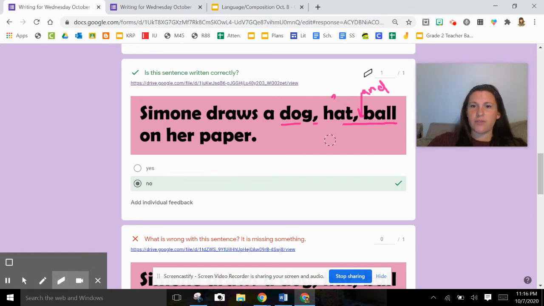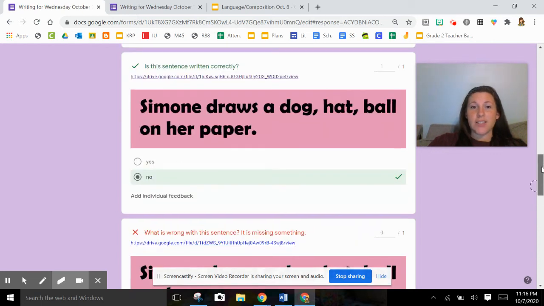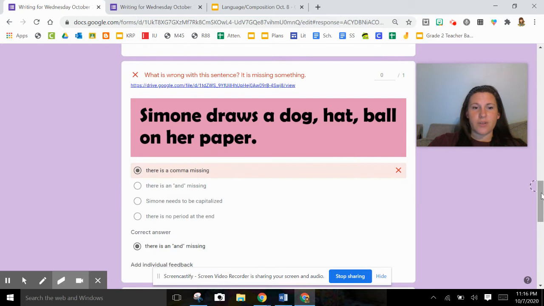I'm gonna erase this stuff here. 1, comma, 2, comma, and 3. Same sentence. Look at this. It says, what is wrong with this sentence? It is missing something. So up at the top, you said no. This sentence is wrong. What is wrong with it is what it wants to know down here. So is there a comma missing? 1, comma, 2, comma, and no, there's definitely all the commas in there. Whenever I do my saying, I have a comma where I'm supposed to. There is an and missing. 1, comma, 2, comma, and 3. There's not an and right there, so that could be my answer. But let's check the last two.